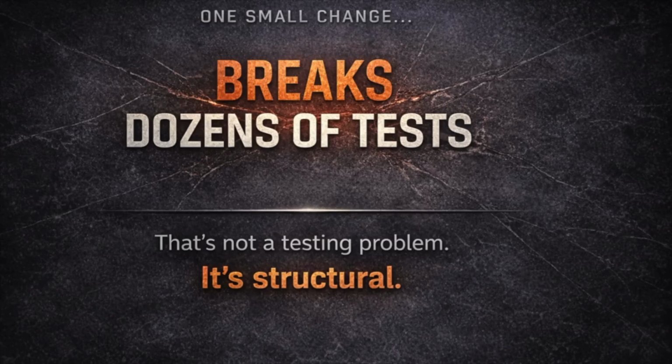This is what most teams are dealing with. One small change, like a login update or selector change, suddenly touches dozens of tests. And at that point, it's not just annoying, it's expensive, unpredictable, and hard to control. Most teams think this is a testing problem. It's not. It's structural.